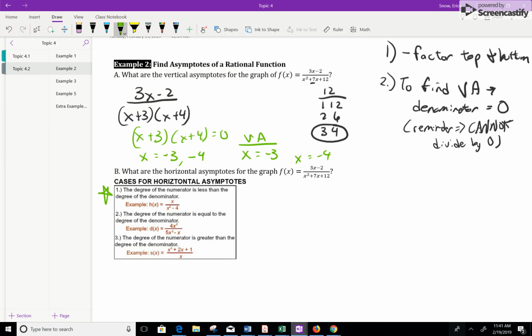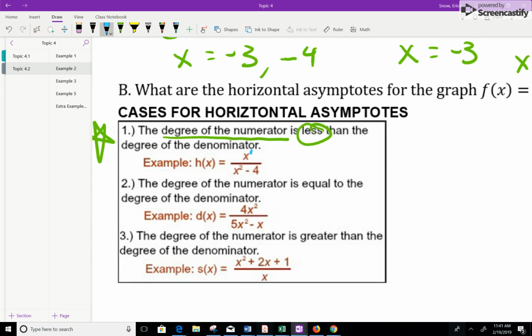The first rule is that the degree of the numerator is less than the degree of the denominator. So in this case, and I'm going to zoom this in, our degree here is 1 and our degree here is 2. So we have a polynomial of degree 1 over a polynomial of degree 2. That means that our horizontal asymptote is always y equals 0. Always. Y equals 0.